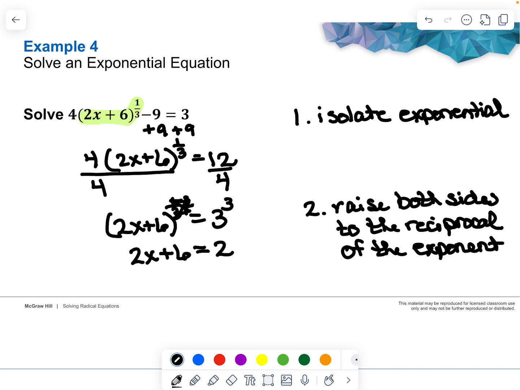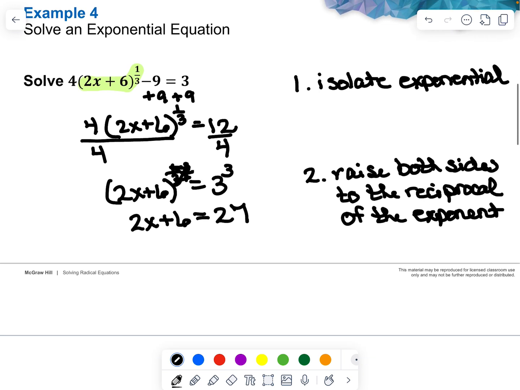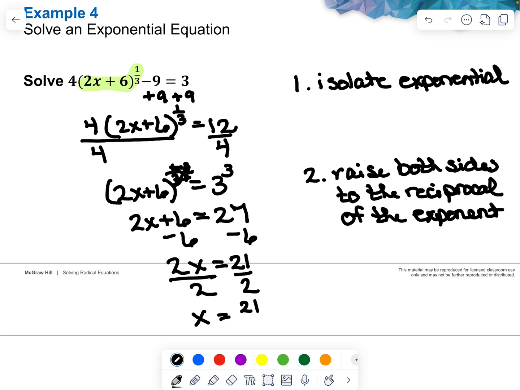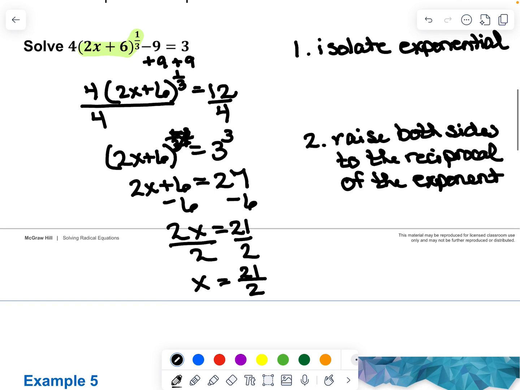3 to the 3rd power is 27. And now we have a two-step equation we need to solve. Subtract 6, 2x equals 21. Divide by 2. X equals, we can leave it as 21 over 2. If you were using a calculator and it gave you a decimal, that would be fine as well. I'm now going to plug it back in. If I leave it this way, it's easier for me to plug it back in and check.